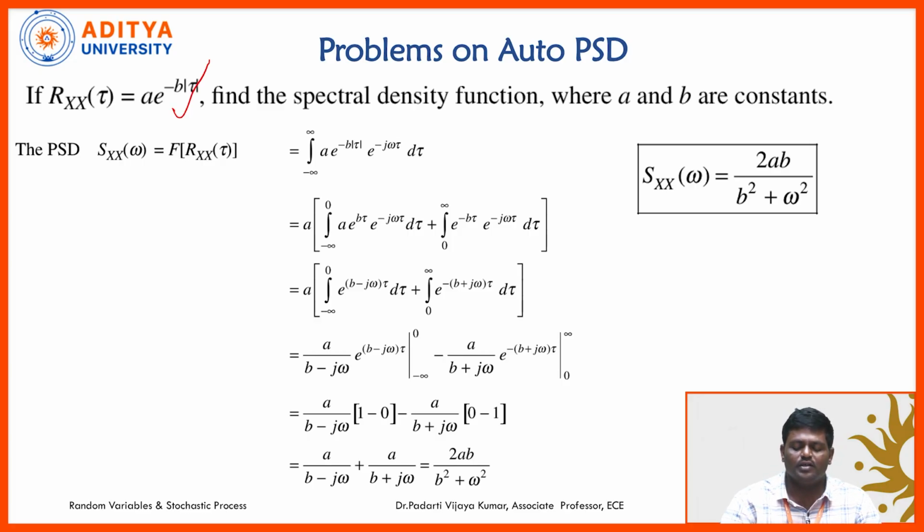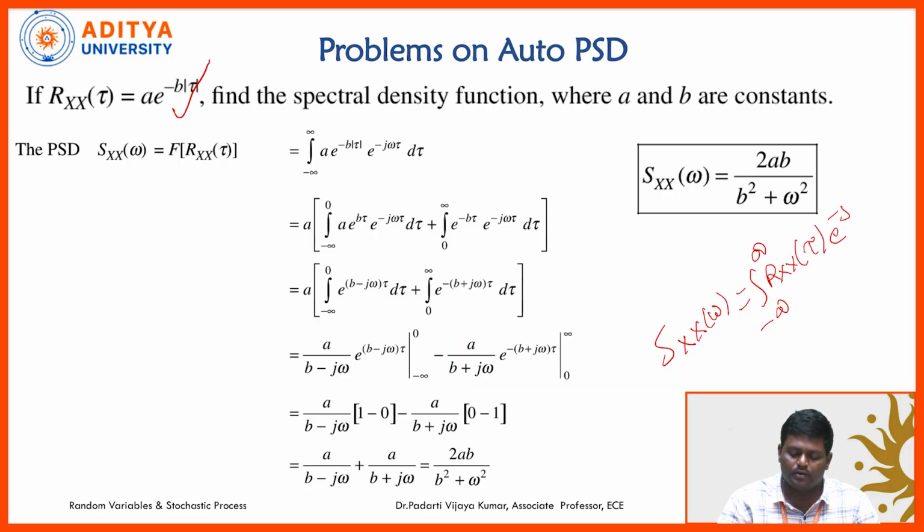Let us solve one problem related to the power spectral density. The autocorrelation function is given and we are asked to compute the power spectral density. The Fourier transform of the autocorrelation function gives the power spectral density, so we are applying the Fourier transform formula. Sxx(omega) is nothing but the integral of the autocorrelation function Rxx(tau) e to the power minus j omega tau d tau. We will apply this formula.